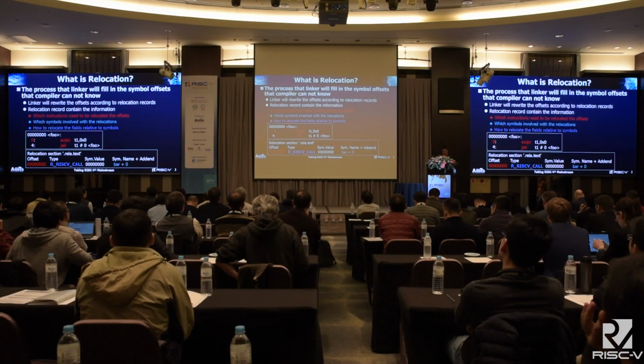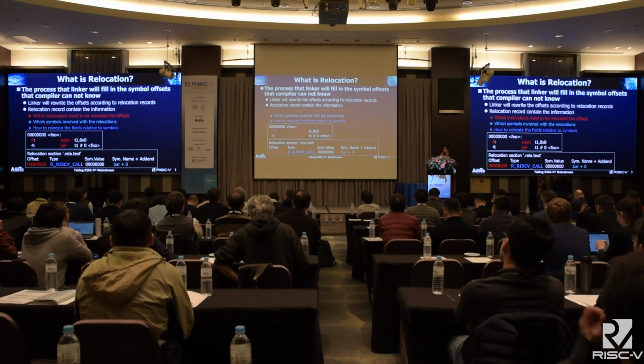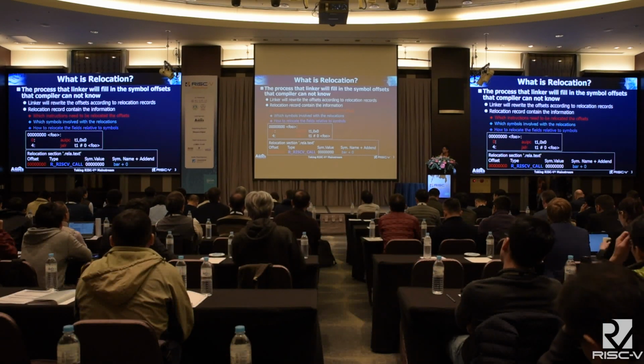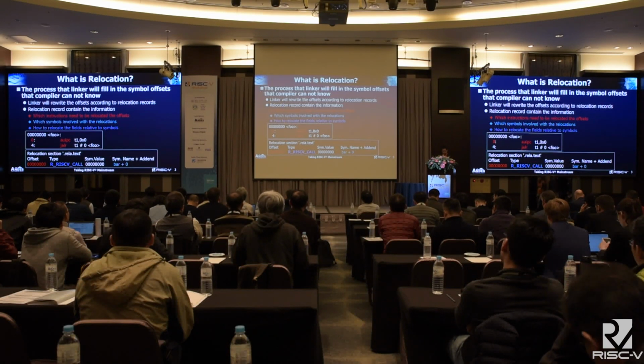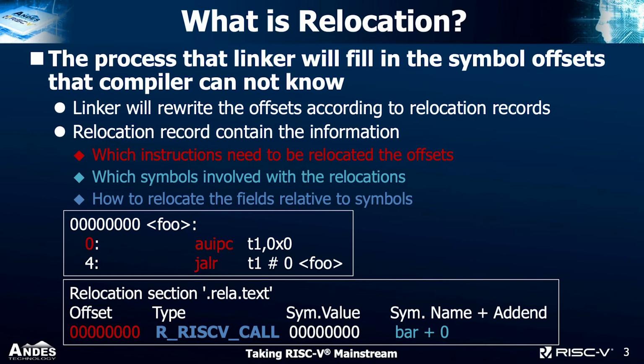The offset field in the relocation section points to the instruction that needs to be relocated, and there's a symbol field to indicate which symbol is involved in the relocation. And the relocation type, R_RISCV_CALL, tells the linker how to calculate the offset of AUIPC and the jump and link register. When linker relaxation is disabled, the linker will update the offset without changing the instruction.